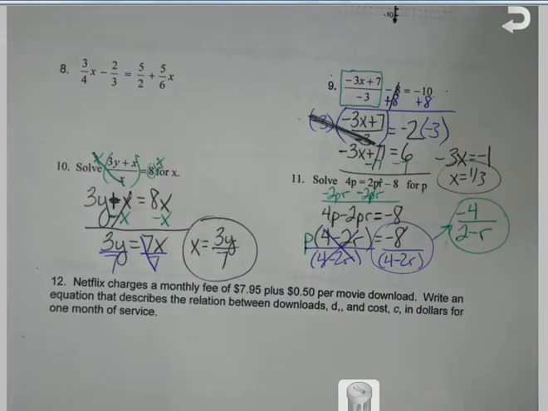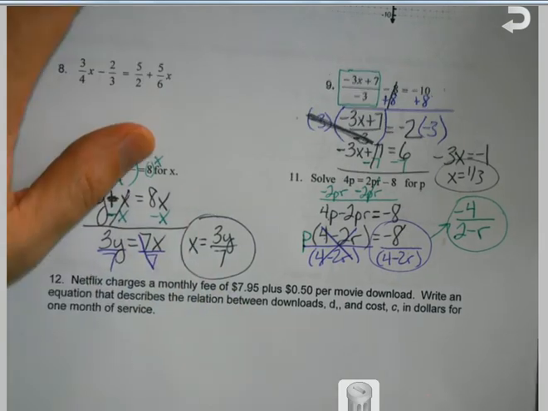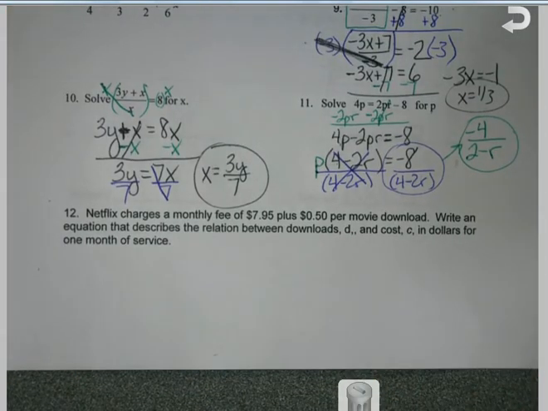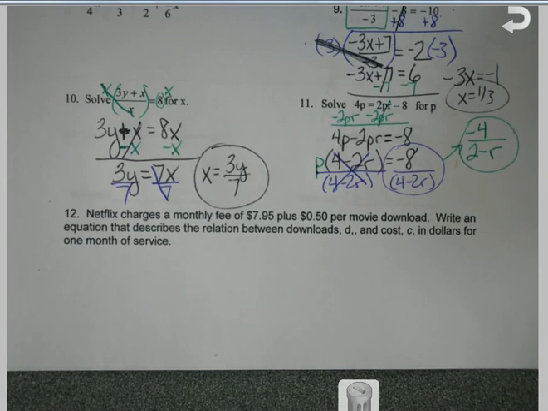Okay, now, here's one that I would suggest again, verbal to math. Because some of you just look at it and you randomly want to start throwing numbers down on the paper and not really paying attention to what goes where and hope it sticks. So when I'm doing this, I look and I read it. Okay, Netflix is charging $7.95 a month plus 50 cents per movie download. Write an equation that describes the relation between downloads and cost.